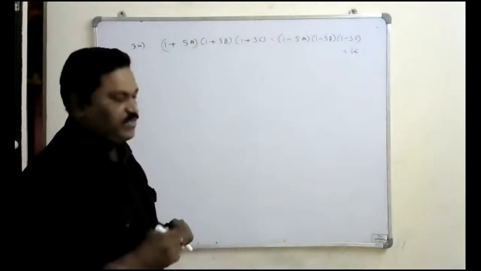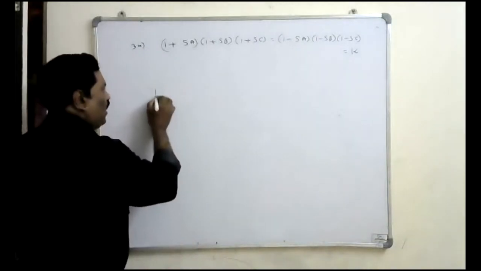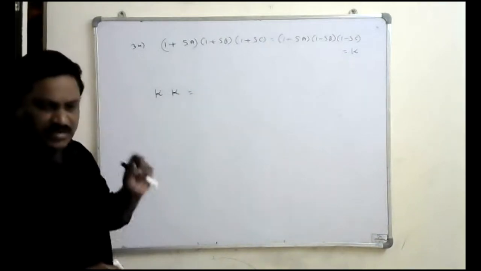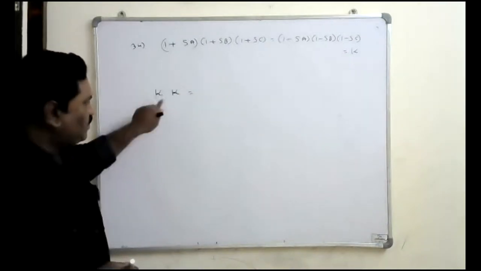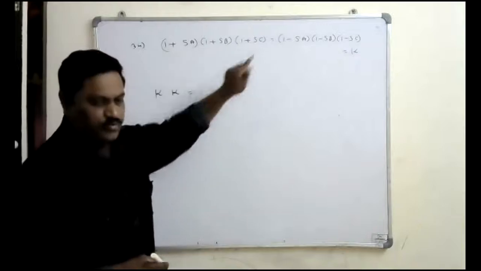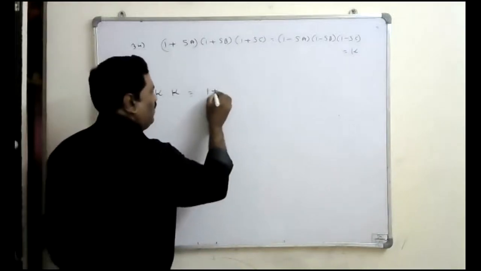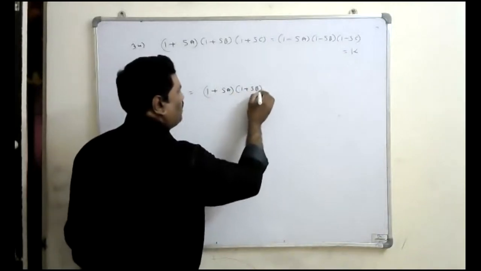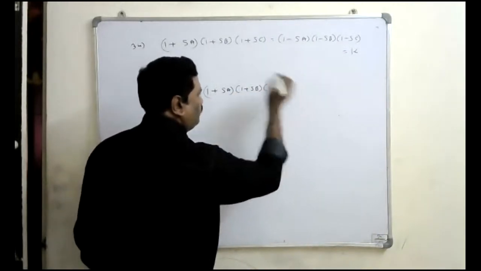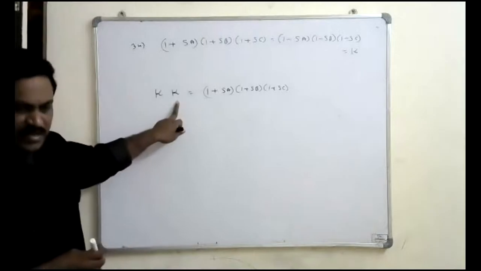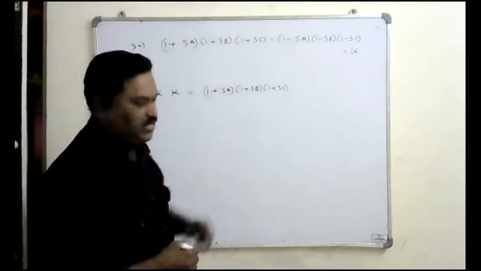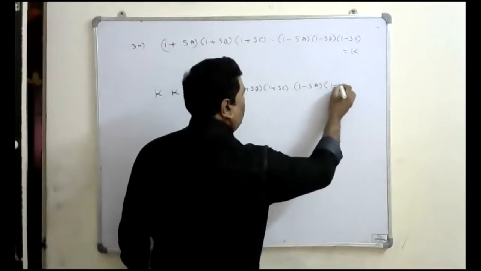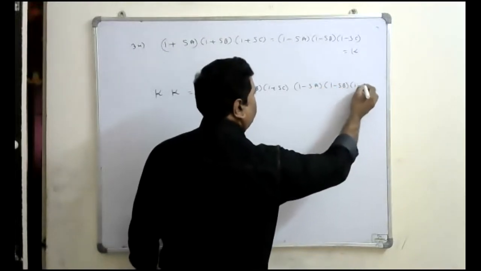So now to find the value of the K, I will consider K into K. In the place of one K, I will write this value, that is 1 plus sin A into 1 plus sin B into 1 plus sin C, into, in the place of the other K, I will write this value, that is 1 minus sin A into 1 minus sin B into 1 minus sin C.